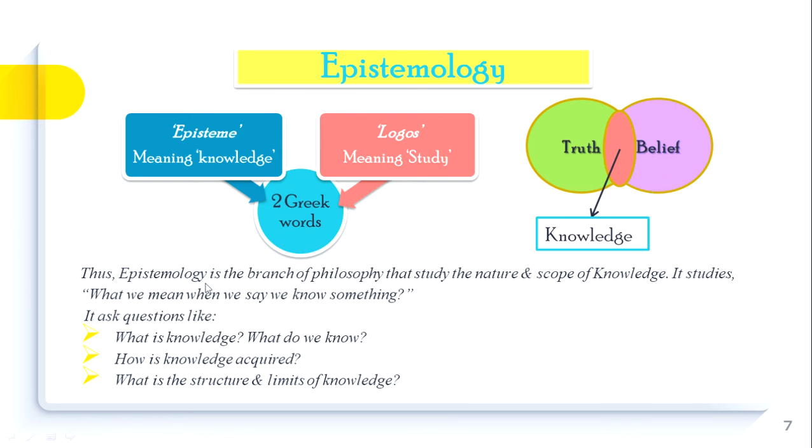Thus, epistemology is the branch of philosophy that studies the nature and concept of knowledge. It studies what we mean when we say we know something. It also asks questions such as: what is knowledge? What do we know about something? How is knowledge acquired? What is the structure and limits of knowledge?